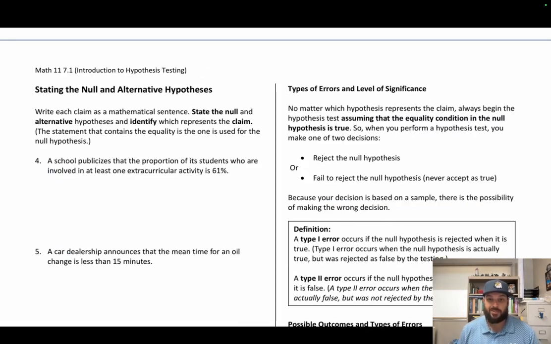All right, so we're going to practice right now stating the null and alternative hypothesis on a couple of examples here. We're going to write each claim as a mathematical sentence, state the null and alternative hypothesis, and identify which represents the claim.